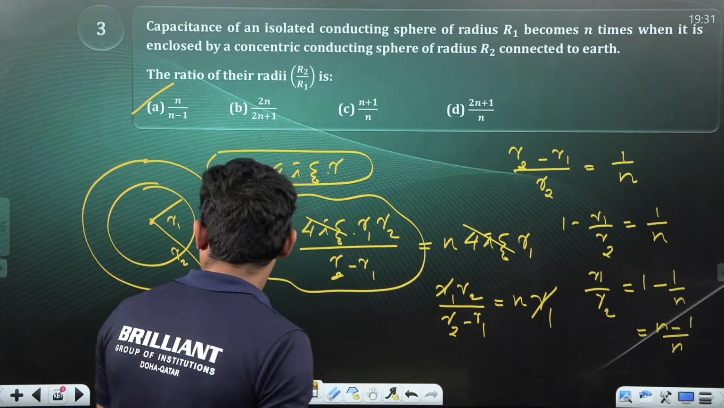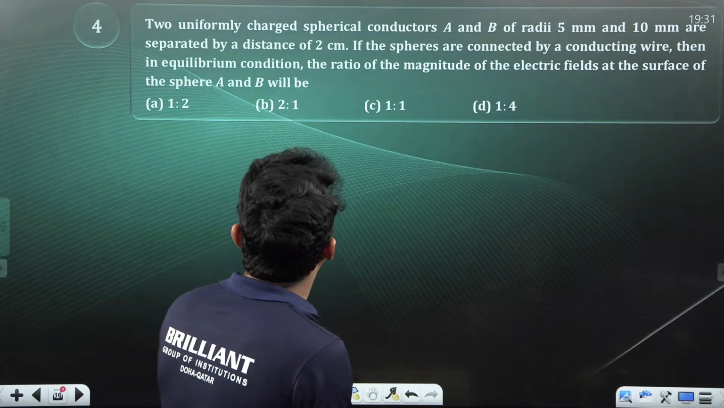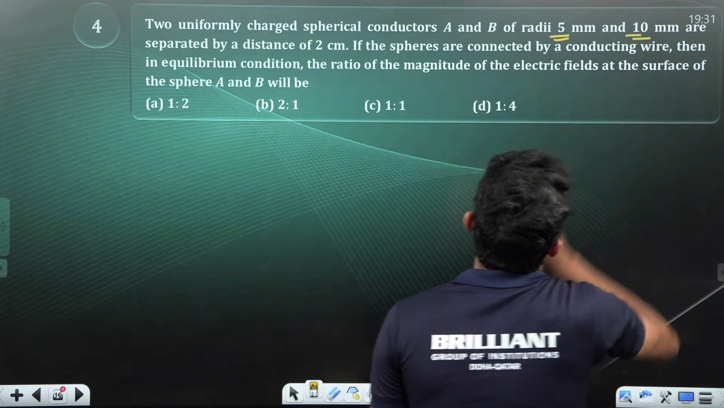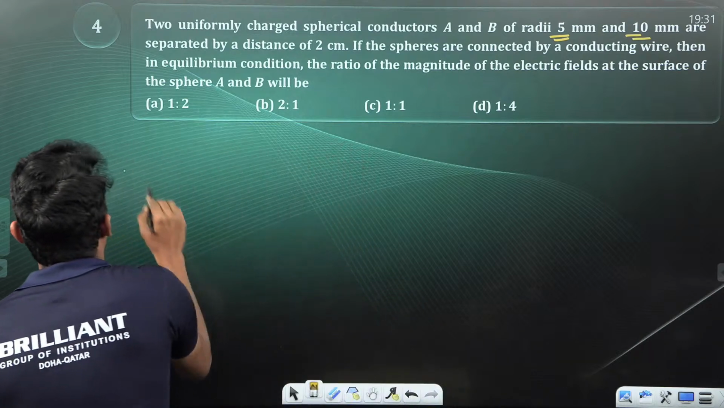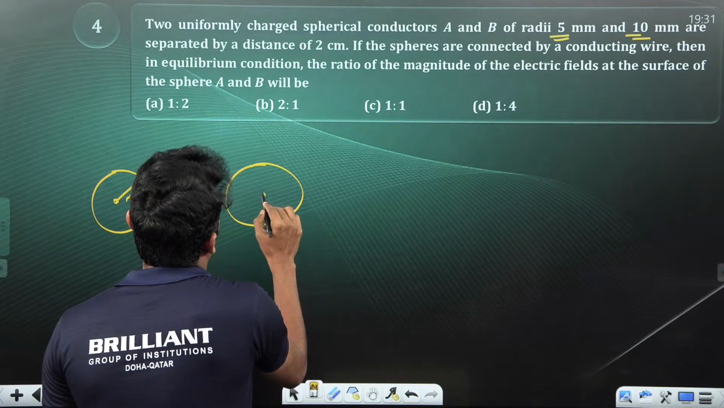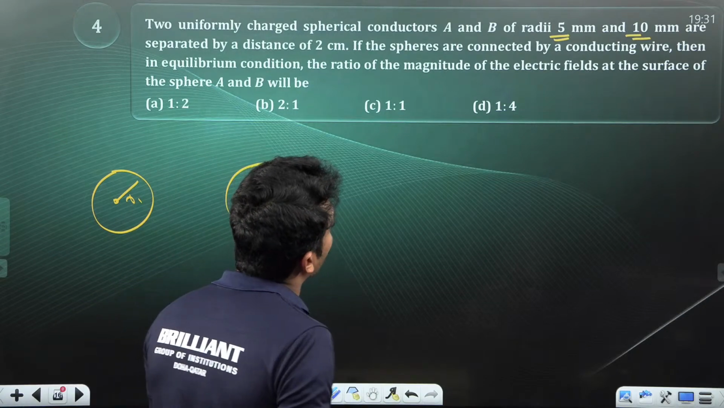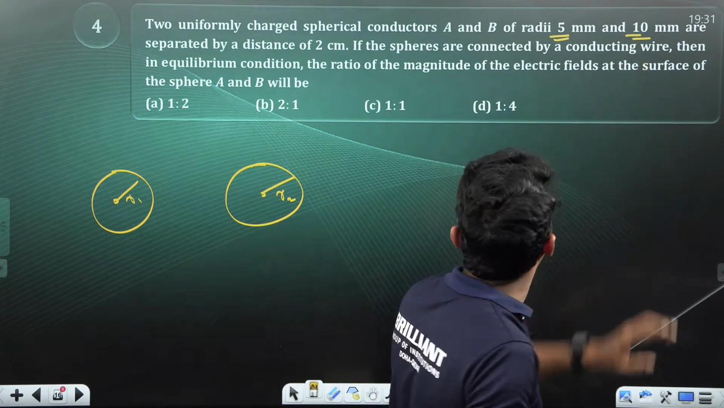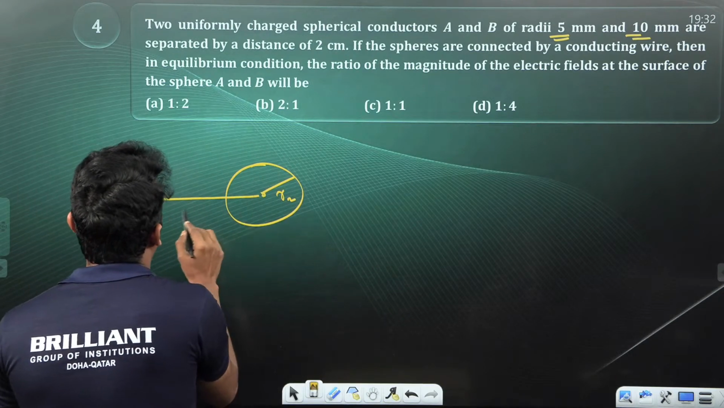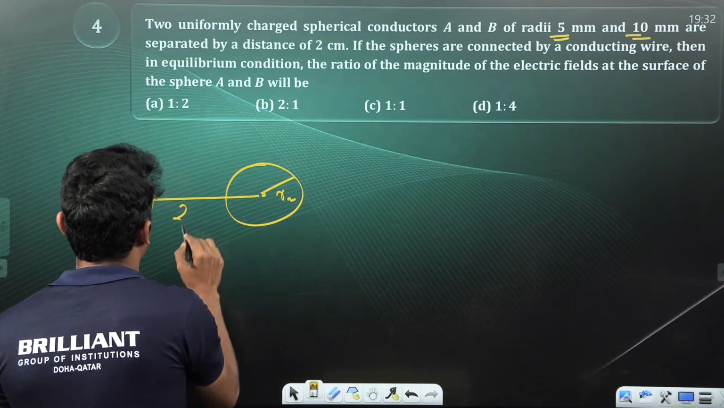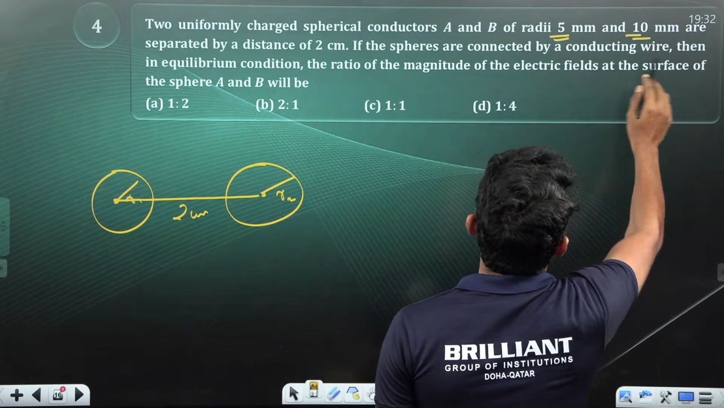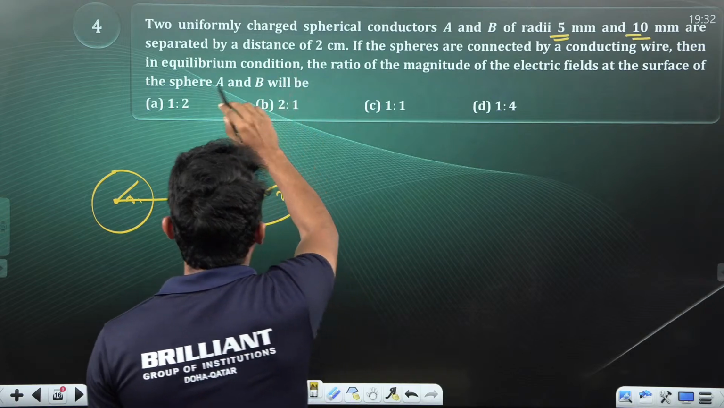Okay, very simple. Now, the fourth question is: two uniformly charged spherical conductors A and B of radii 5 millimeter and 10 millimeter. There are two spheres, one sphere of radius, let it be r1, and the other sphere of radius r2. The values of the radii are given as 5 millimeter and 10 millimeter, and they are separated by a distance of 2 centimeter.